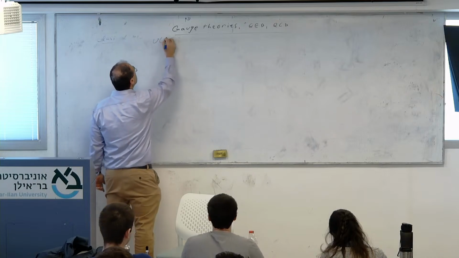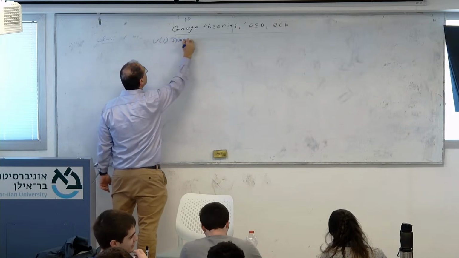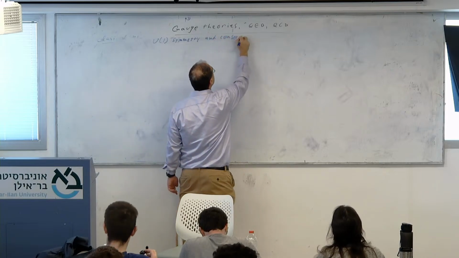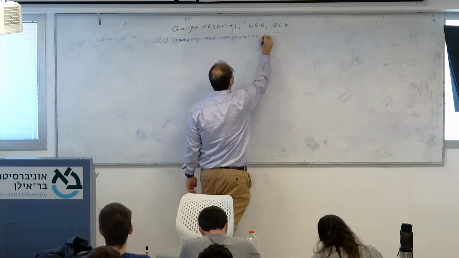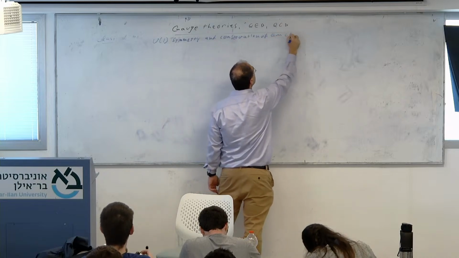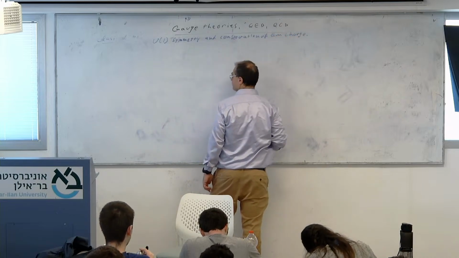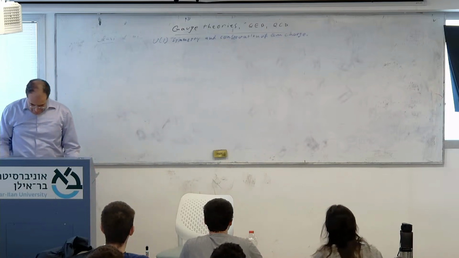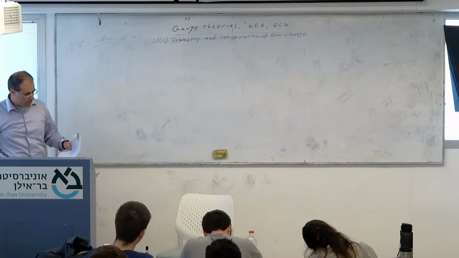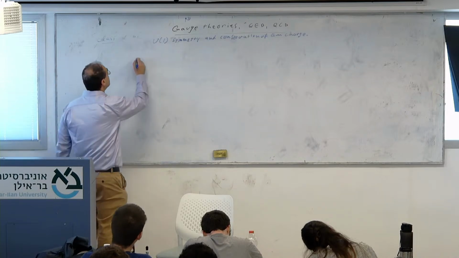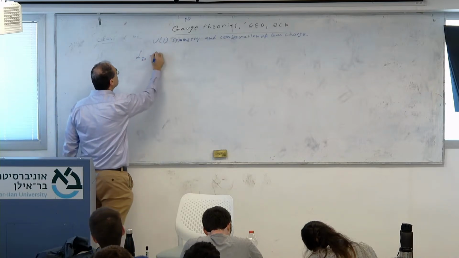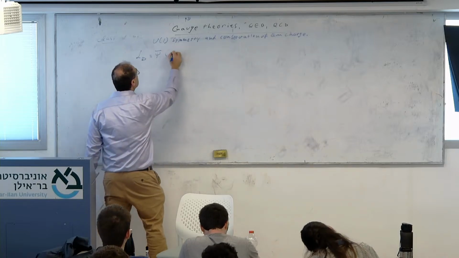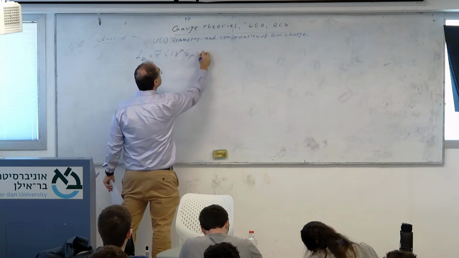Q1: symmetry and conservation of electromagnetic charge. Okay, but write down the Dirac Lagrangian. L Dirac, psi bar, i gamma mu d mu minus m, psi.